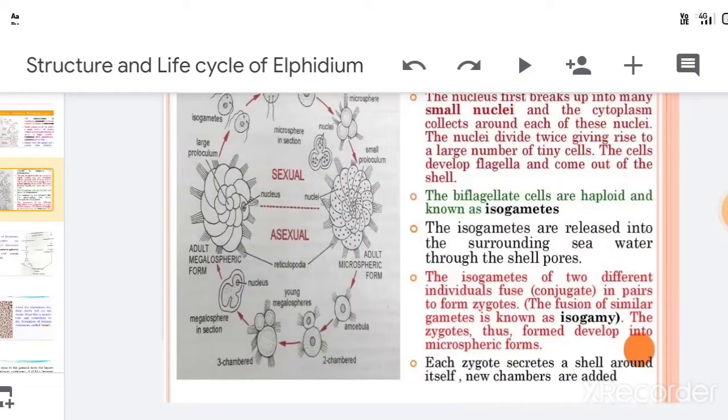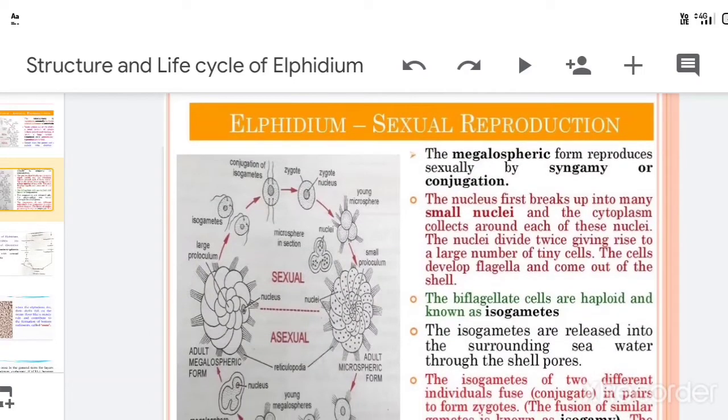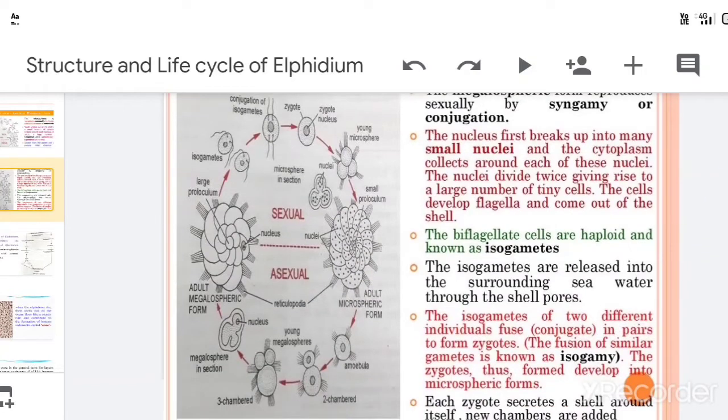Now let us see the sexual reproduction. Sexual reproduction is also called gametogony, as the megalospheric form reproduces sexually in order to form the microspheric form. Here the megalospheric form is also called the gamon. In sexual reproduction, the megalospheric form reproduces sexually by syngamy or conjugation. The nucleus first breaks up into many small nuclei and the cytoplasm collects around each of these nuclei. The nuclei divide twice, giving rise to a large number of tiny cells. The cells develop flagella and come out of the shell.